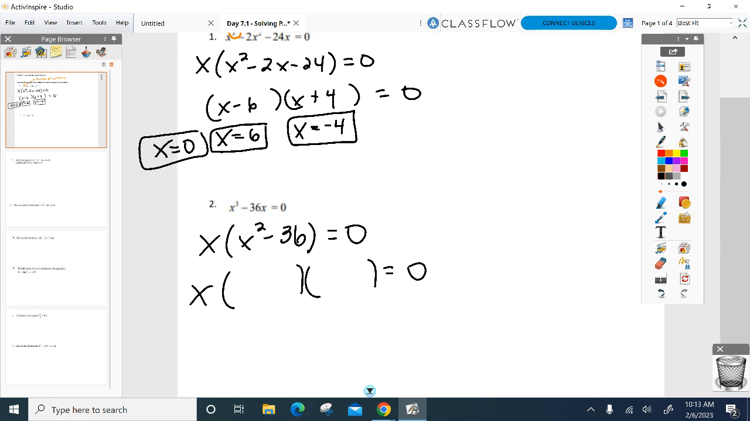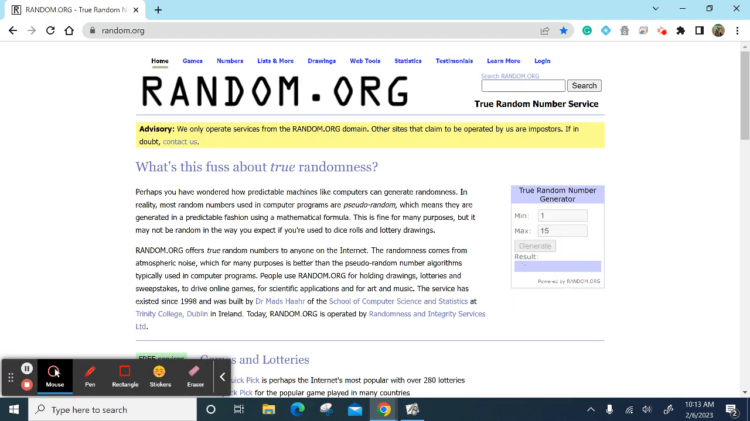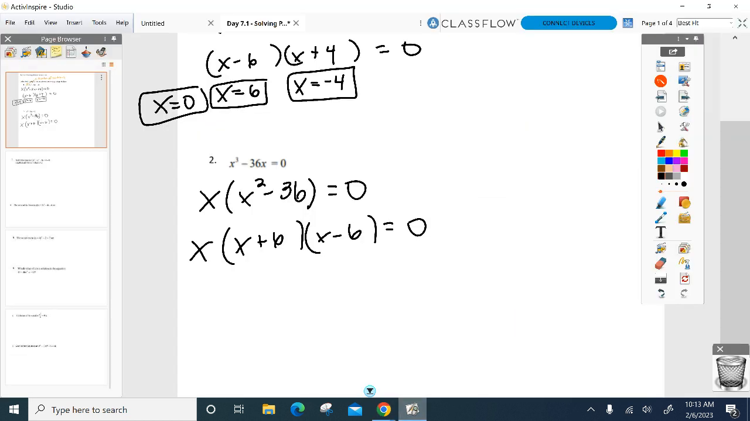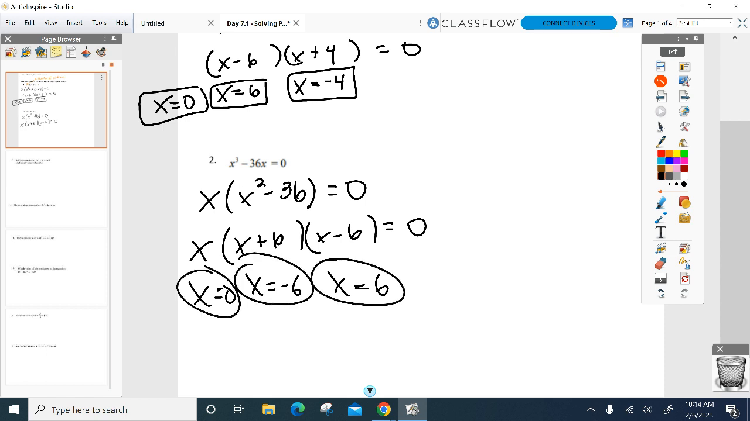Difference of 2 perfect squares, right? Difference of 2 perfect squares. And everyone see our 3 answers now. Let me know, what are those 3 answers here? X equals -6. Yep, got it right here. X equals 6. And X equals 0. Yep, remember, if your GCF is a variable, set it equal to 0. Boom!